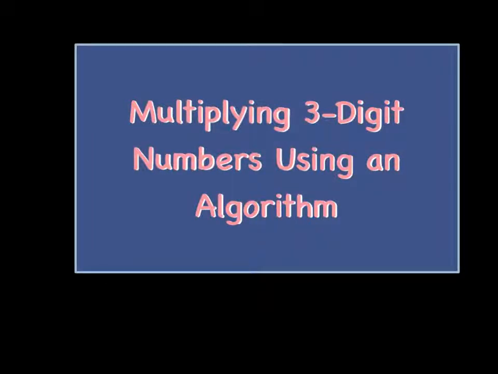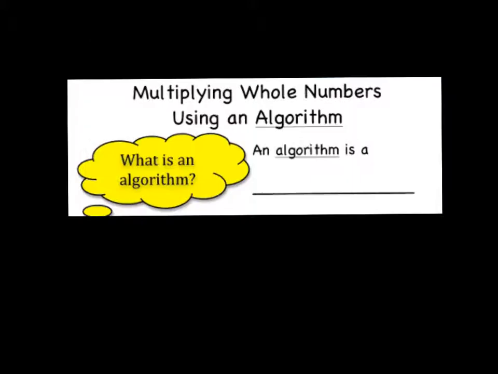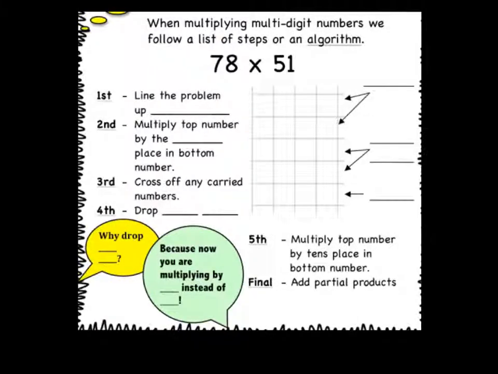In this lesson, we will be learning how to multiply three-digit numbers using an algorithm. What is an algorithm? An algorithm is a list of steps or a set of instructions. When multiplying multi-digit numbers, we follow a list of steps or an algorithm. We're going to be multiplying 78 by 51.